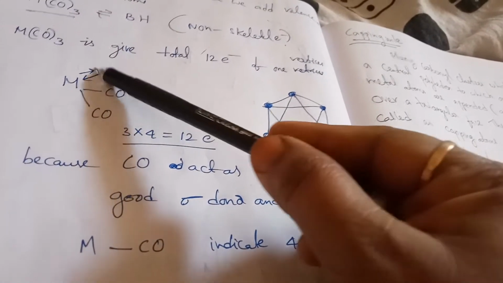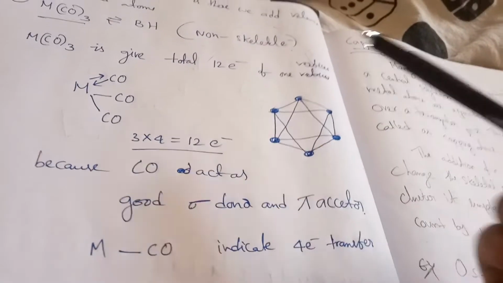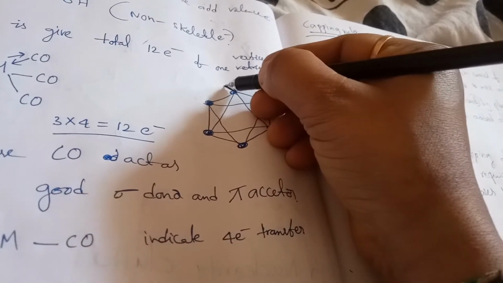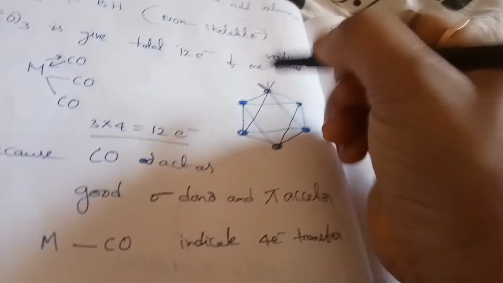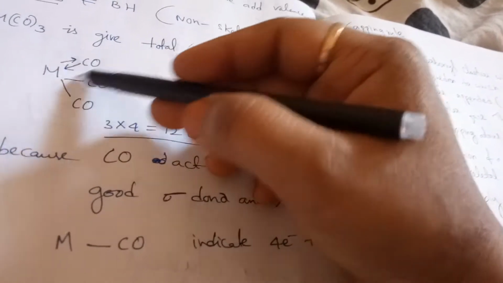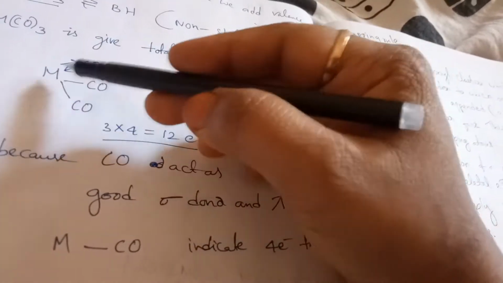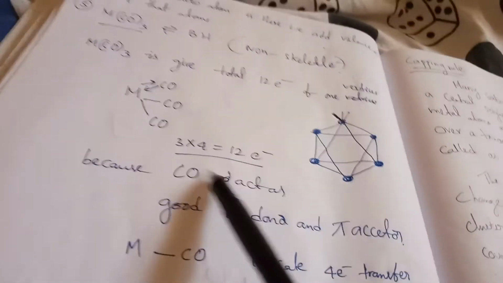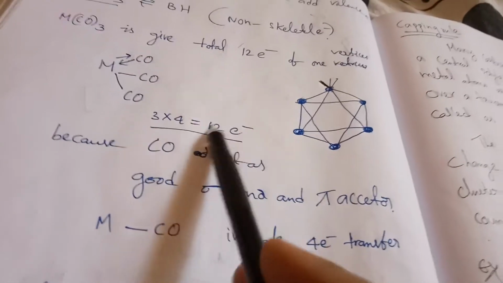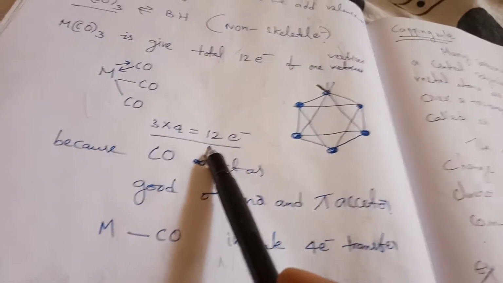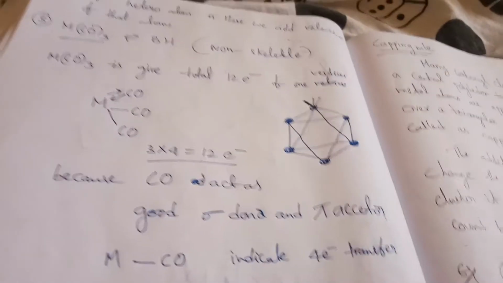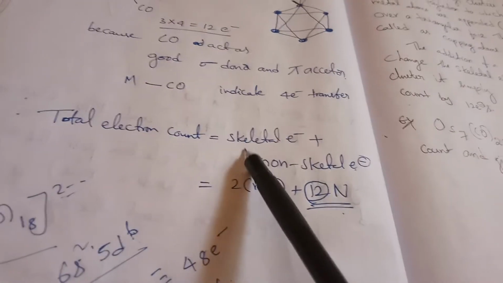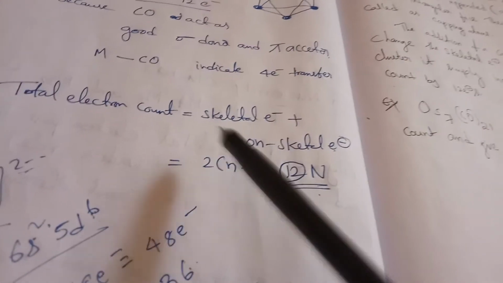So in total, it is indicated by a line, 1 2 3. The line indicates that bond donating and accepting both take place. So 4 electrons are exchanged in each carbonyl. With 3 carbonyls, 3 into 4 electrons are transferred, so a total of 12 electrons. This number 12 is fixed for any cluster, giving 12 into the number of metal atoms.